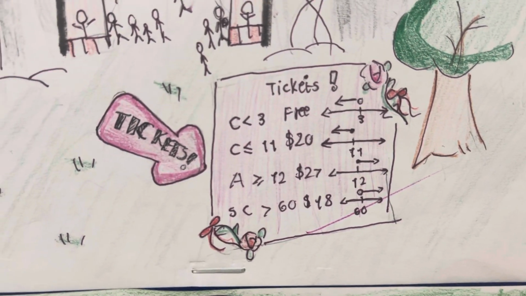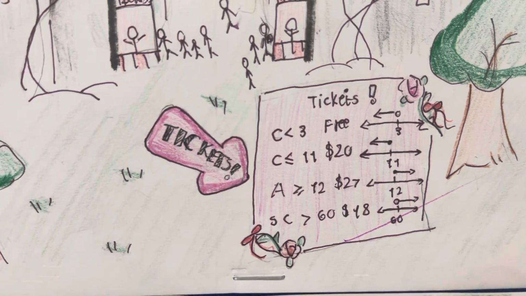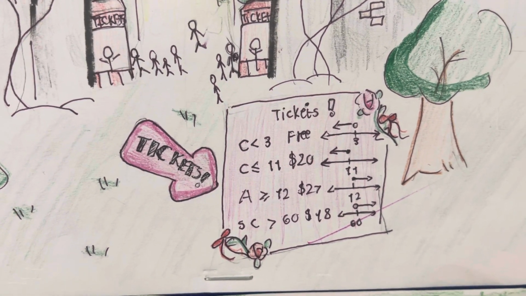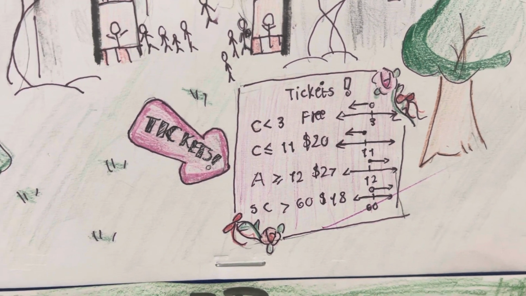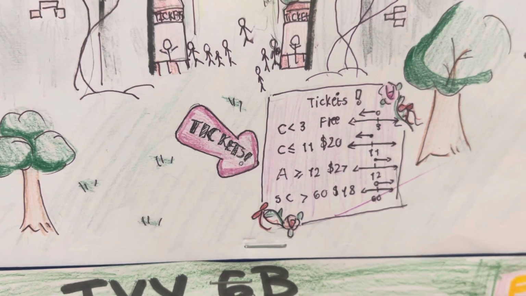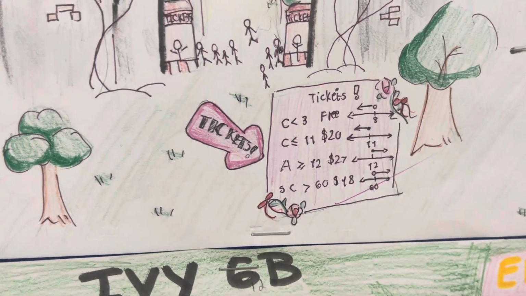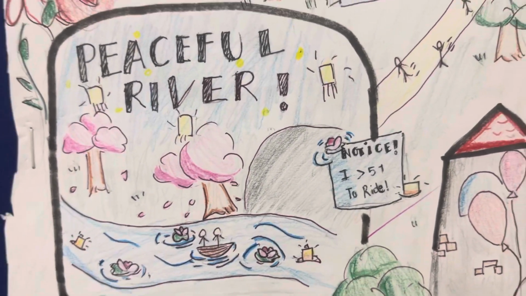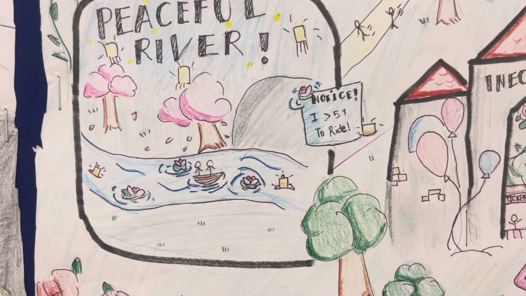Children less than 3 are free. Children less than or equal to 11, $20. Adult greater than or equal to 12, $27. Senior citizen greater than 60 is $18. And there is a height requirement for each ride.